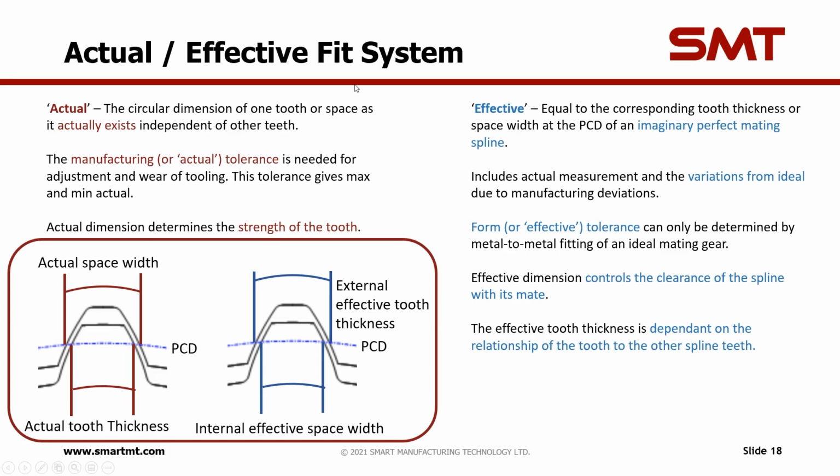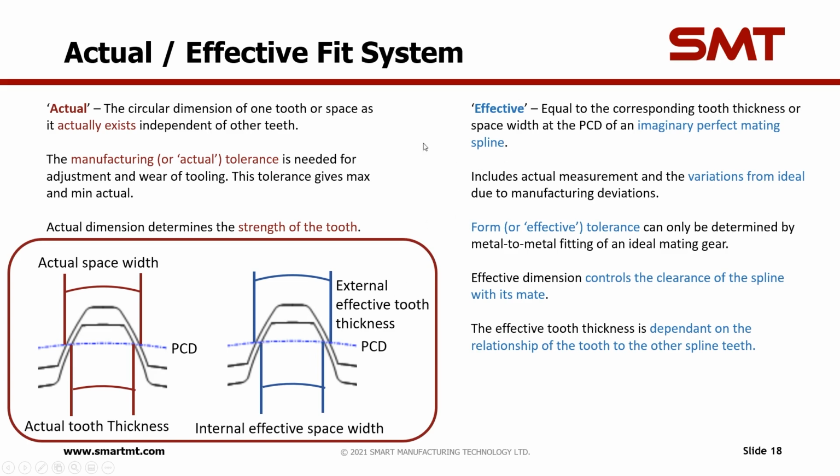However, if we look over at the effective, which is represented by blue, this is equal to the corresponding tooth thickness or space width at the PCD of an imaginary perfect mating spline. What I mean by this, again using the simple image: the external effective tooth thickness is what's referenced on the actual measurements as the actual space width. So this is our effective tooth thickness. And then our internal effective space width is what we're measuring as the actual tooth thickness.